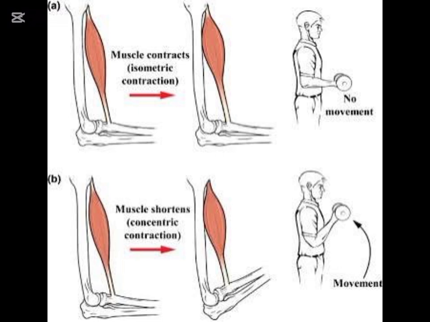Here in this picture you can clearly see the isometric and the concentric contraction. The person is holding a dumbbell and the bicep muscle is isometrically contracting, means there is no movement being produced. While in figure B you can clearly see again the bicep muscle is contracting, but this time along with the contraction of the bicep muscle there is a further movement being produced in the form of flexion of the elbow. So this is a clear differentiation between the isometric contraction and the concentric contraction in a single example. Along with movement or without movement you can clearly identify.